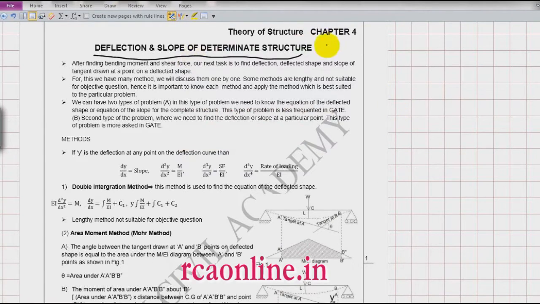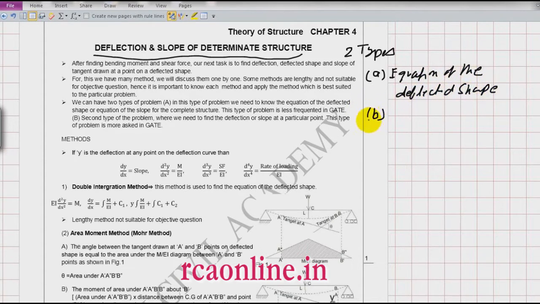So we have two types of questions. The first type is where I will be requiring the total equation of the deflected shape. And the second type of question is where I will be requiring deflection at a point. I will discuss this more when I use the influence line.